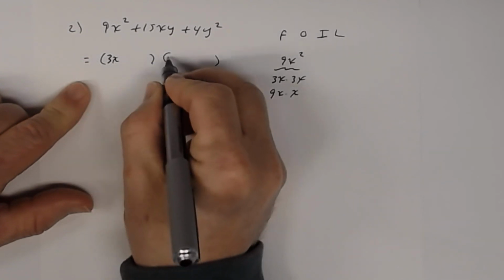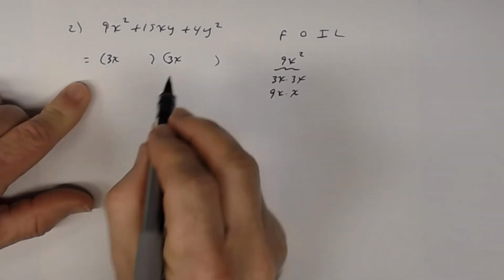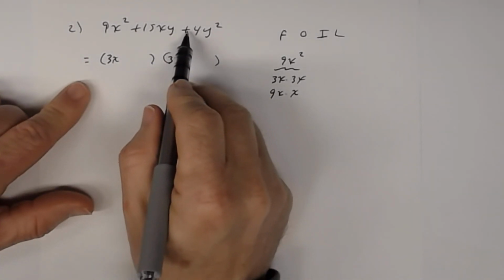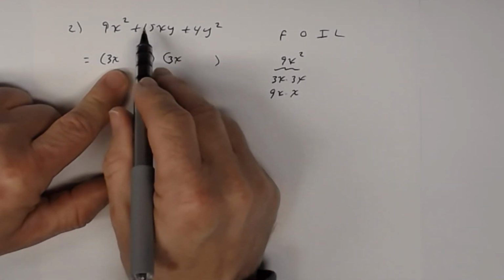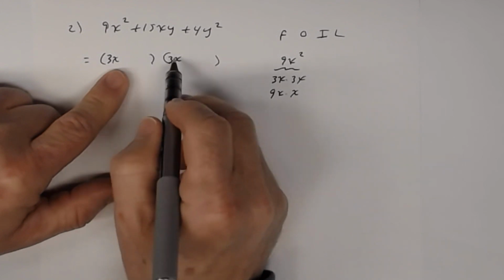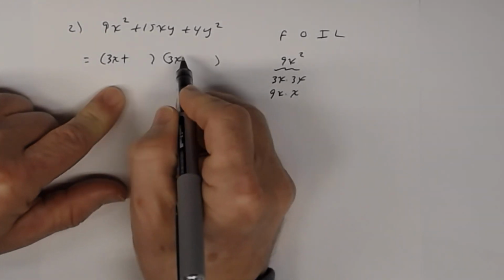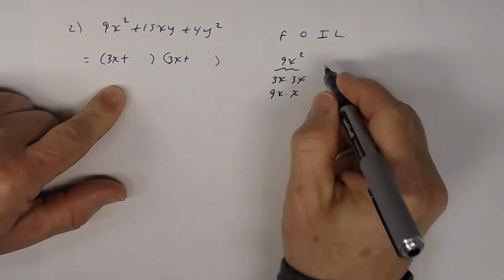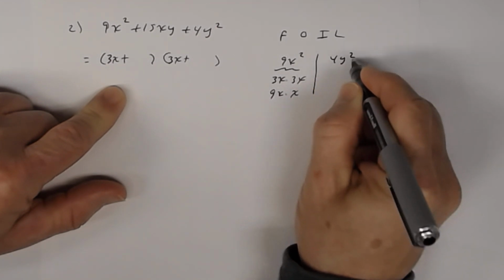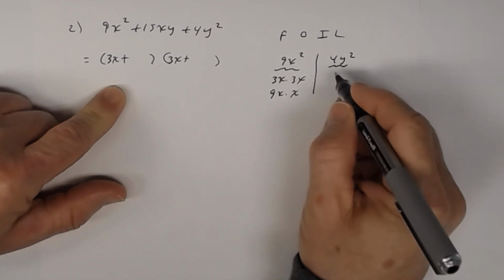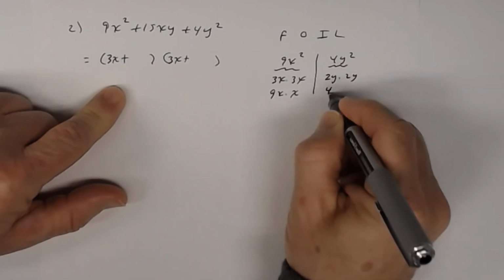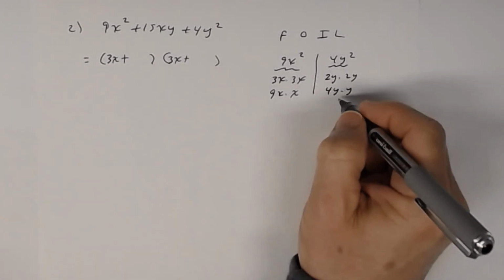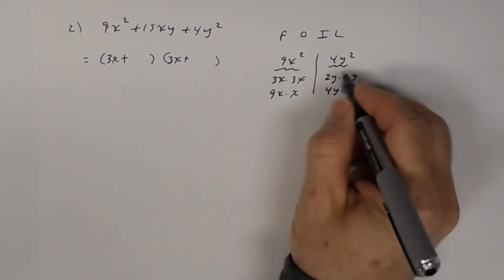So 3x and 3x. All right, now the last sign's positive, so remember our discussion. Since the last sign's positive, that means these signs in here have to be the same. And since my middle sign is positive, that means they both have to be positive. All right, and then for 4y squared, let's talk about 4y squared. So for 4y squared, there are two possibilities as well. There's 2y times 2y, and there's 4y times y, right? So let's go ahead and try 2y and 2y first.